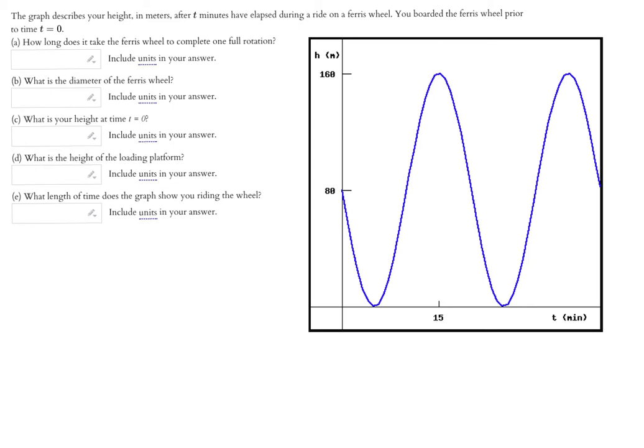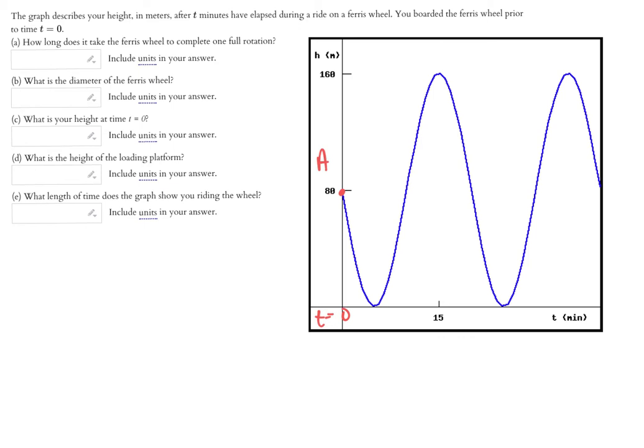Now we're told that you board the Ferris wheel prior to time t equals 0, and that makes sense because if we take a look at that point when t equals 0, let me label t equals 0, and I'll call that point A. You can see that at point A, you're already 80 feet above the ground. So how are you already 80 feet above the ground on the Ferris wheel at t equals 0? That means you must have hopped on when your height above the ground was 0, so that would be some time before t equals 0.